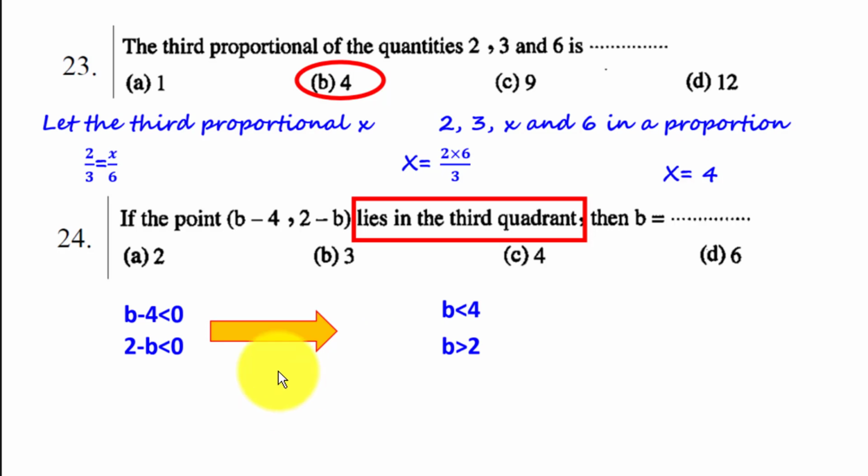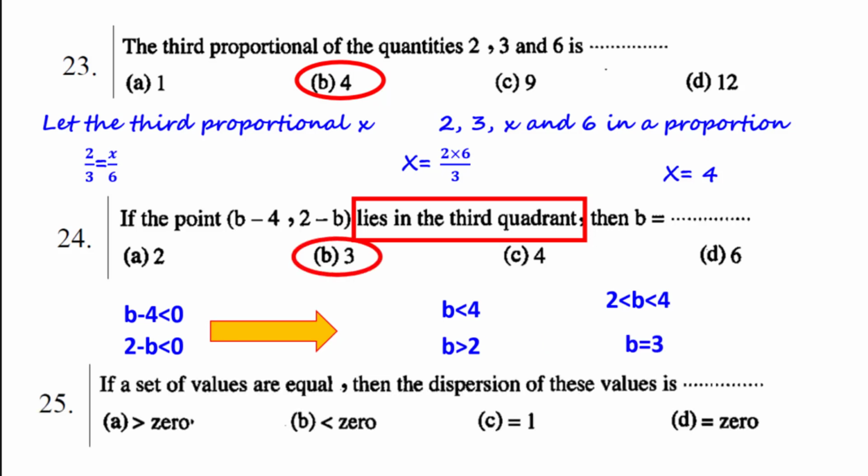We can move b to the other side with inverse sign, so b is greater than 2. Now b is greater than 2 and less than 4. We can rewrite it as one statement: b is greater than 2 and less than 4. Which integer number between 2 and 4 is it? It is 3. So the value of b equals 3.